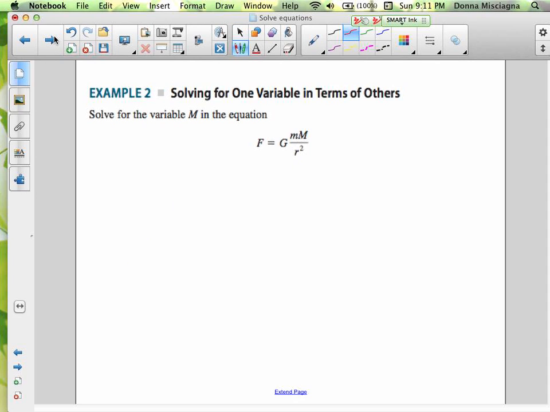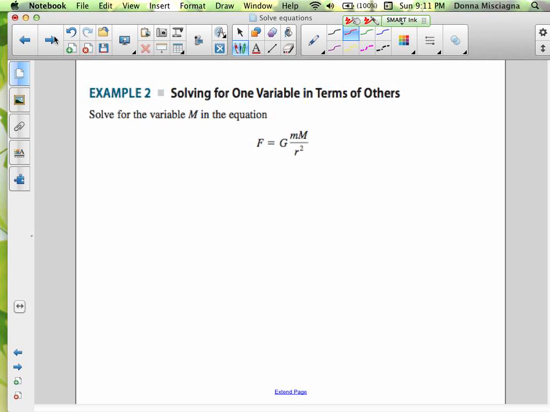And this is just an equation from science. A lot of times when we're solving for one variable in terms of another, it's either an equation from science or it's an equation from mathematics for area or volume or something along those lines. All right, so we want to get the M all by itself.